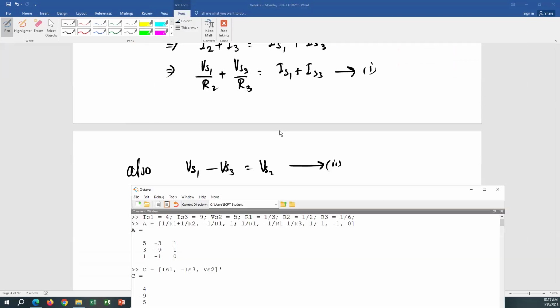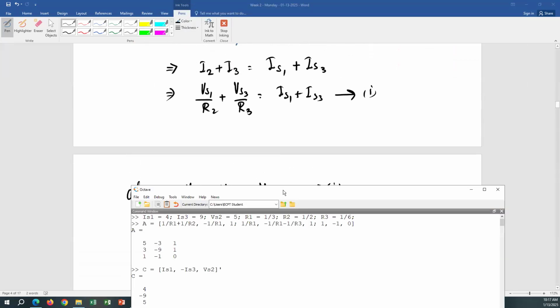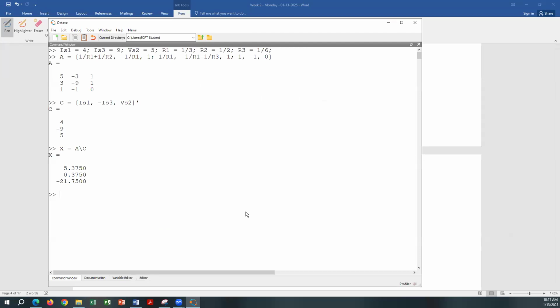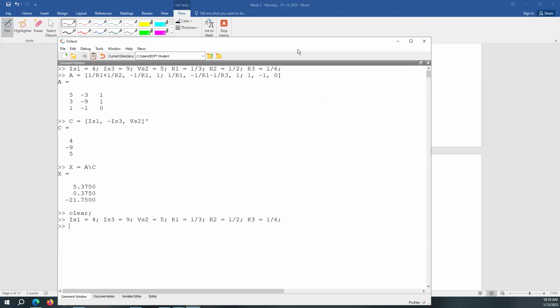Since the values are not changing, I'm not gonna change anything. Or I can, actually, hold on. Let me clear, and then let me recall the first line. Okay, so this is the first line, and then recalculate our equations.